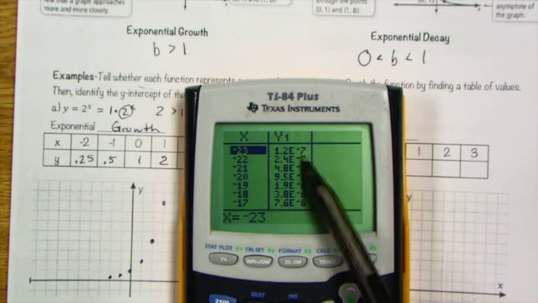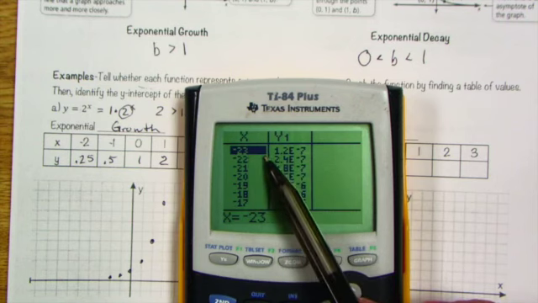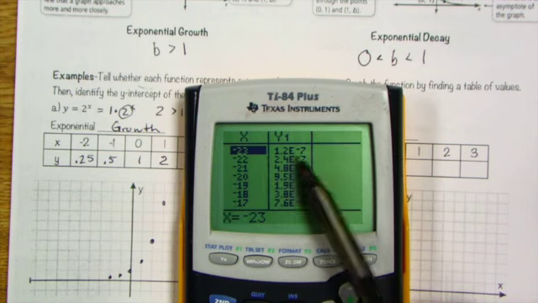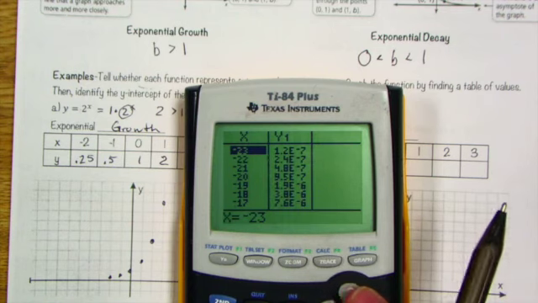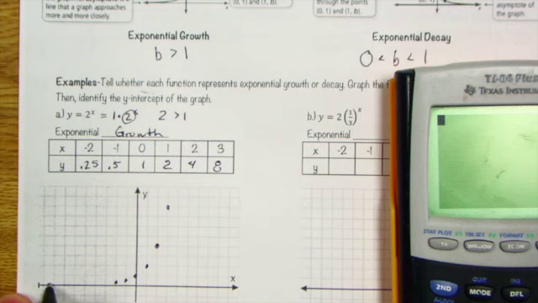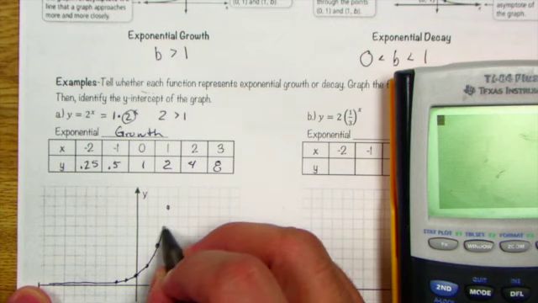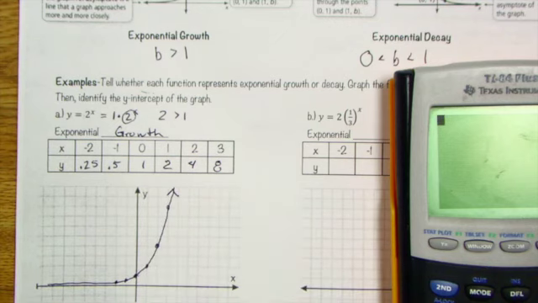These -7s, these are zeros in front. So 0.00000000012. So it's getting closer and closer to 0. So it's important that on your graph, when you go to graph this, that you be aware that you can't cross the x-axis. It should look something like that.